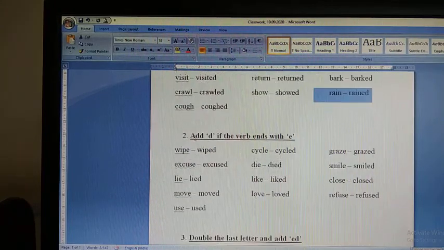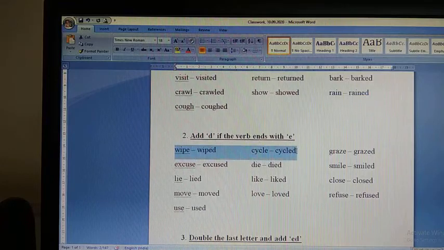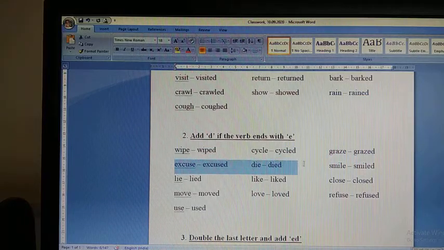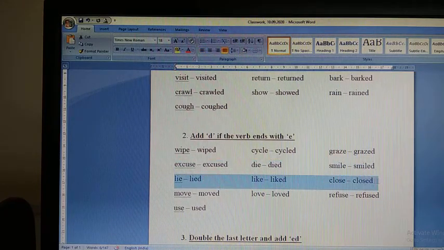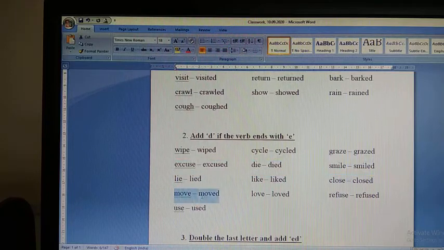Number 2, add d if the verb ends with e. Wipe, wiped, cycle, cycled, graze, grazed, excuse, excused, die, died, smile, smiled, lie, lied, like, liked, close, closed, move, moved, love, loved, refuse, refused, use, used. So in these verbs, the last letter of the verbs is E in all the cases. Therefore, only D is added.